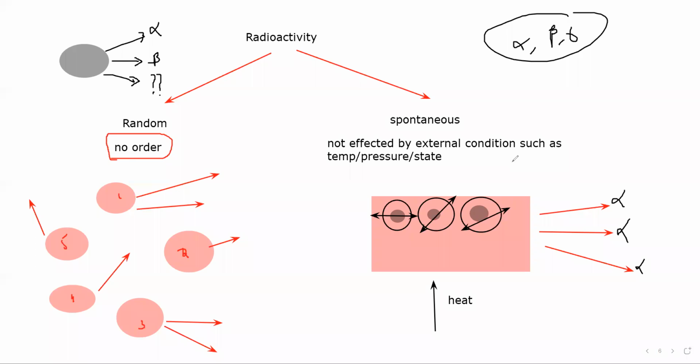A random process does not have any order, so there is no prediction where I can say that the first radiation was alpha, then beta, and the third one will be gamma. It can be gamma, it can be beta, it can be alpha, or maybe it will not emit any radiation. So this process is a random process, meaning it does not have any order.